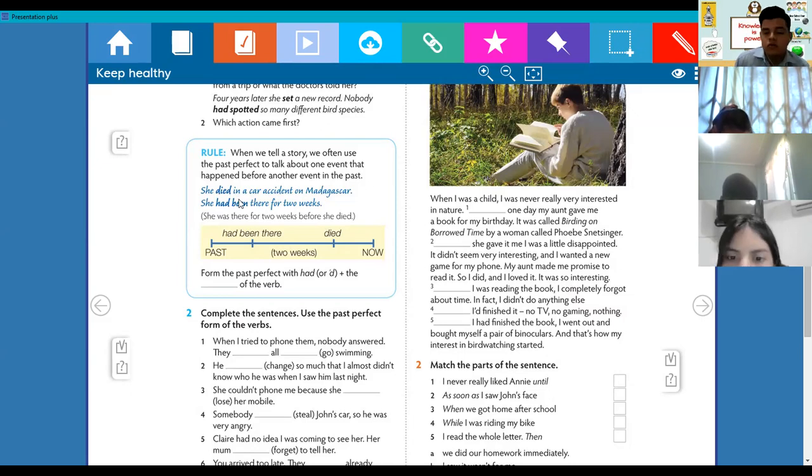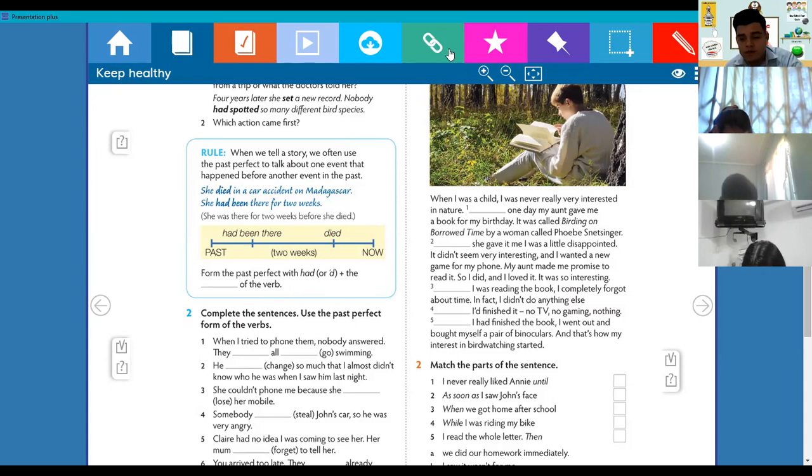How do we use these two sentences? She was there for 2 weeks before she died. So we connect: she had been there for 2 weeks, when or before, you can use before, that is another time word, she died in a car accident on Madagascar. Or only say she had been there for 2 weeks on Madagascar. That is using the past perfect with had. And yes, we have contractions.